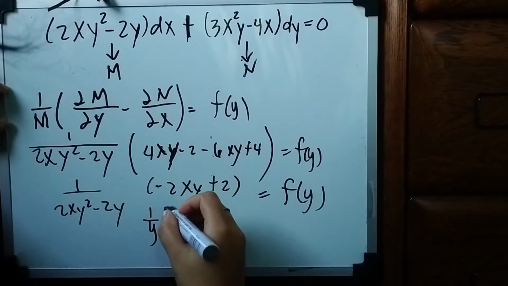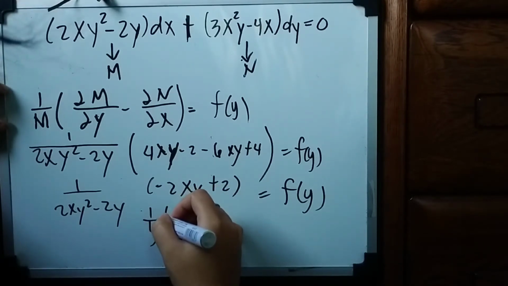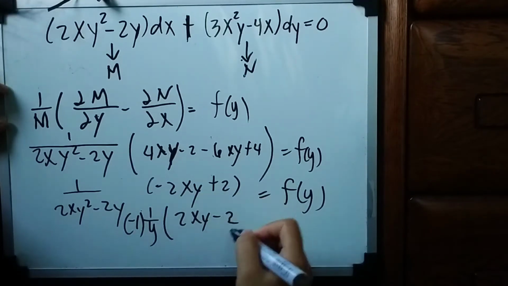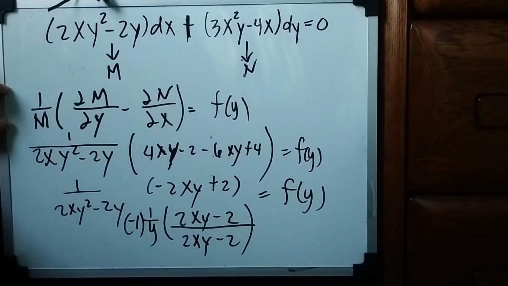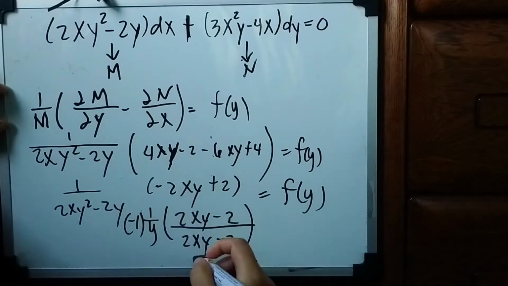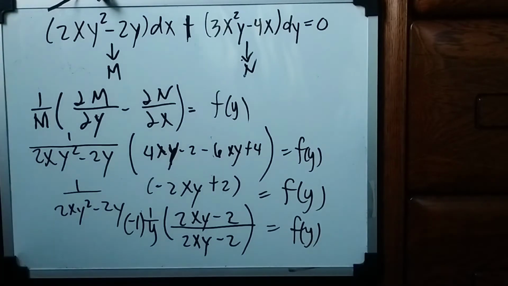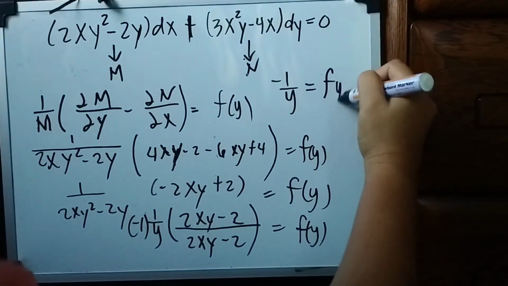We will distribute y here, then negative, and we'll have here negative 1, and then this will become 2xy minus 2 all over 2xy minus 2. Basically we will just distribute y here and then the negative 1 in the numerator so that we can cancel both the numerator and denominator. We can divide both numerator and denominator, and our final answer, negative 1 over y, is equal to f of y.